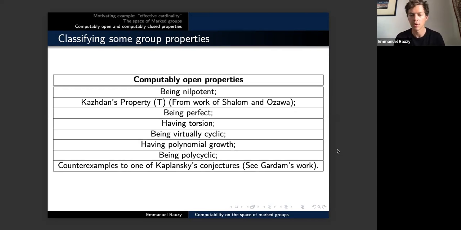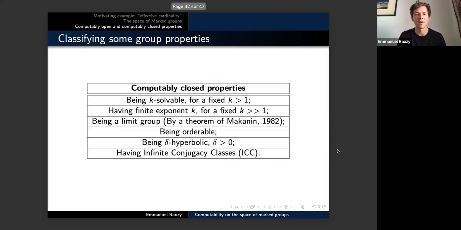And if you recall the recent breakthrough by Gardams, this boils down to finding a point in a computably open set in the space of marked groups in order to disprove one of Kaplansky's conjectures. Finally, a few computably closed properties, like being k-solvable, having finite exponent, being a limit group, and the set of limit groups is just the closure of the set of free groups in the space of marked groups.